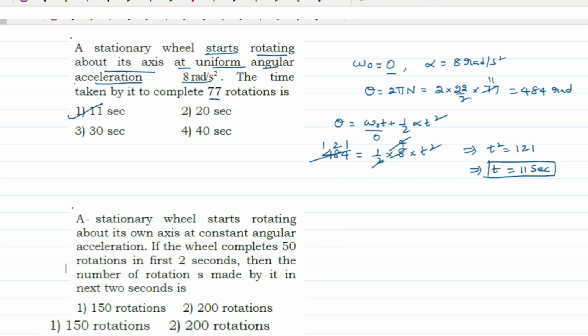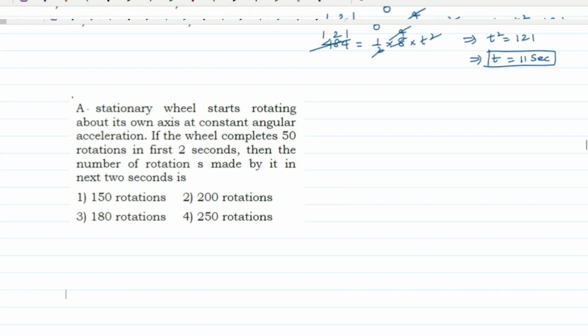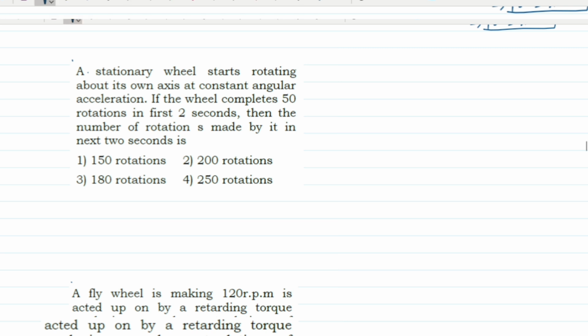Let us see the next question. The next question says here, a stationary wheel starts rotating about its own axis at constant angular acceleration. If the wheel completes 50 rotations in the first 2 seconds, then the number of rotations made by it in the next 2 seconds they are asking.